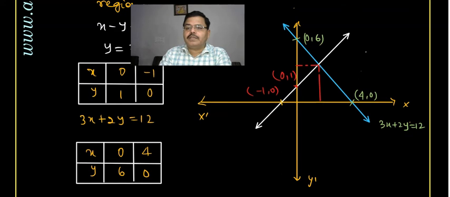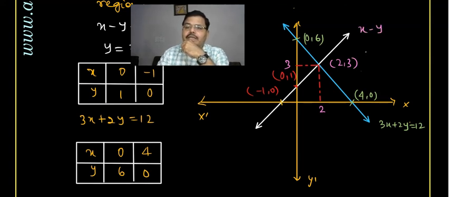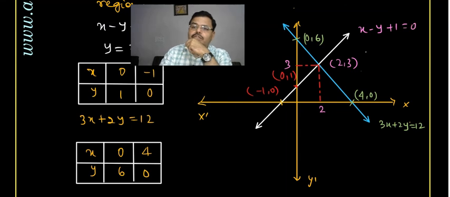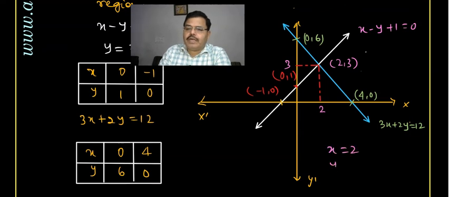The point of intersection is like this, so that will be x is here 2 and y is 3, so that will be 2 comma 3, the point of intersection. And this line is x minus y plus 1 is equal to 0. So the point of intersection is 2 comma 3, and therefore x is equal to 2 and y is equal to 3 is the solution.